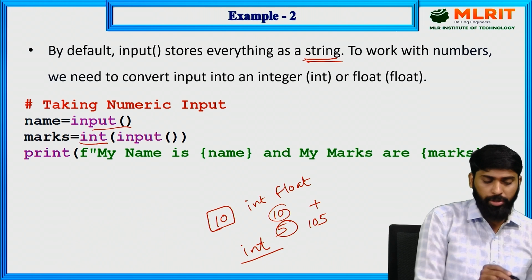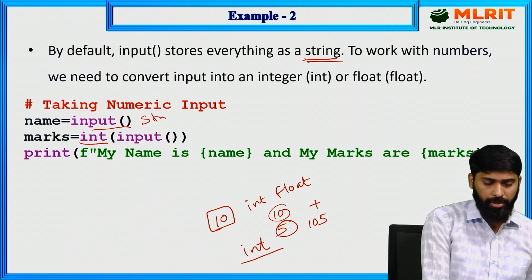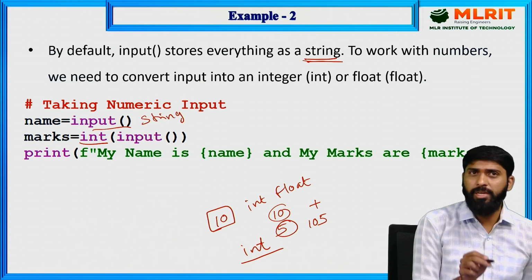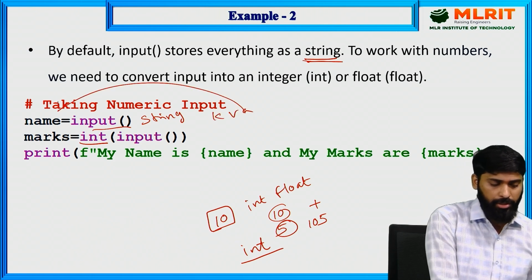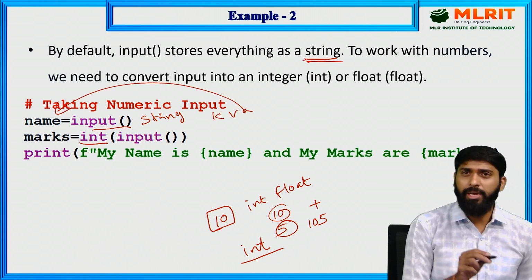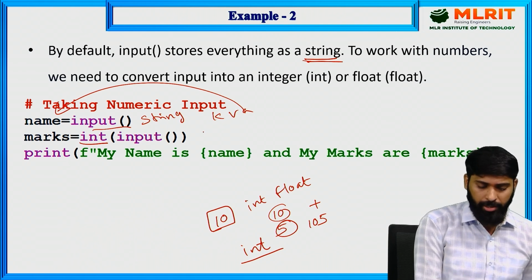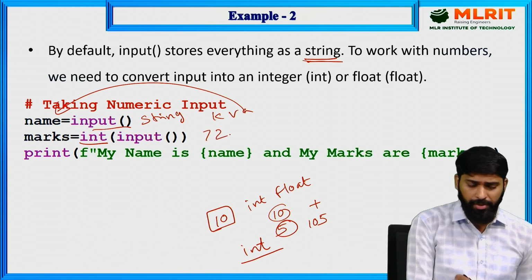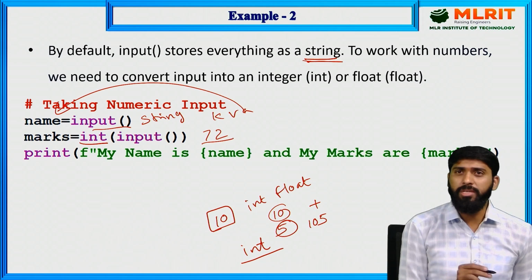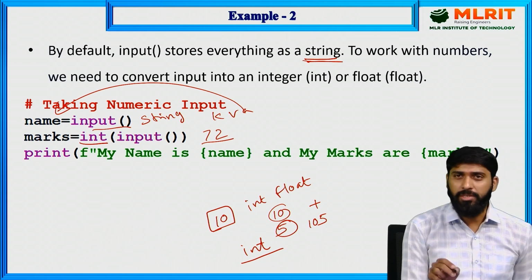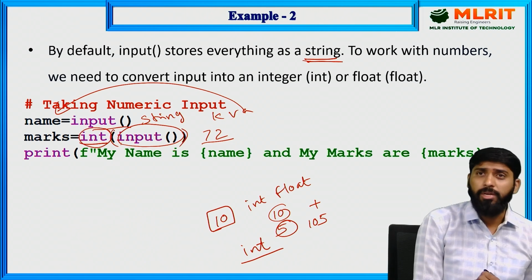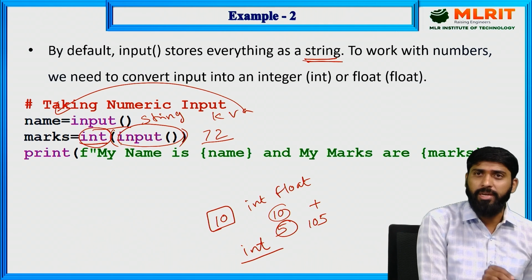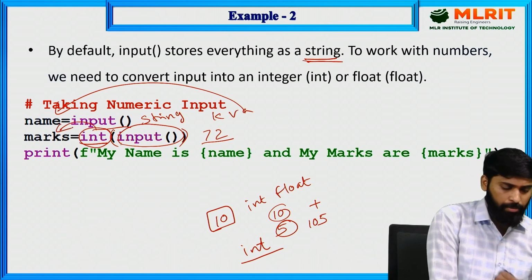name equals to input. Now this is the string. Whatever you are going to read from the keyboard, that is in the string format. Now here I enter K Varada Rajkumar. Now this is assigned to name variable. I want to read my marks. So marks, for example, I enter 72. 72 is number or string? By default it is a string. So I convert this string into integer. This is the function, int function. Now this 72 is changed as an integer and assigned to a variable marks.